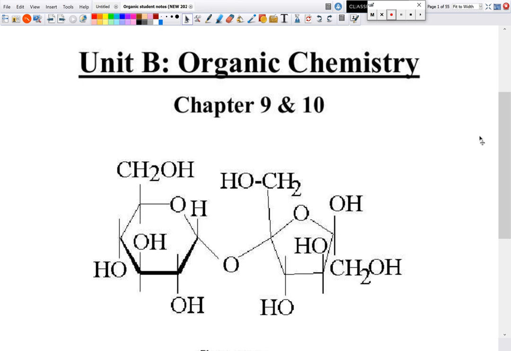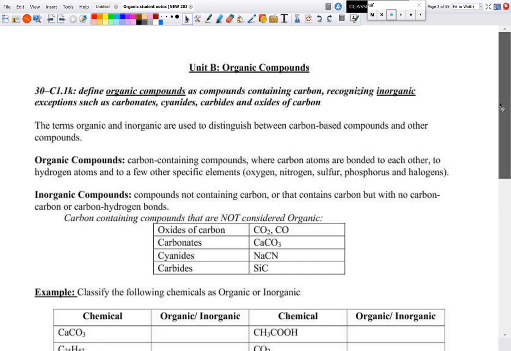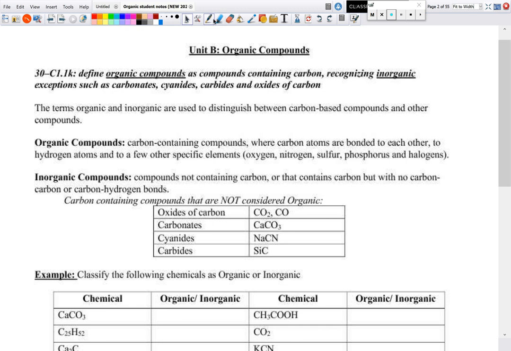Hi, welcome to our first lesson here in our unit of organic chemistry. So we're just going to go over the introduction, so what is organic chemistry, and we're going to be looking at naming our first set of organic molecules. So first, let's just get into what is organic chemistry, what are organic compounds.